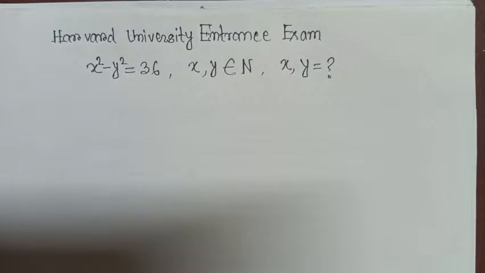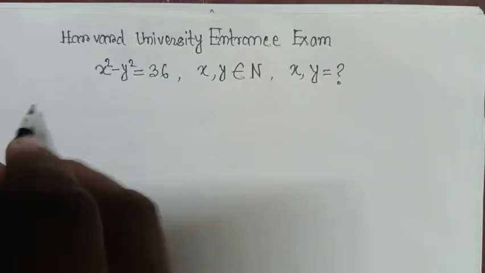Today we are going to solve a Harvard University entrance exam question: x square minus y square is equal to 36, and x and y should be real natural numbers. Then what should be the values of x and y? So let's start the solution.